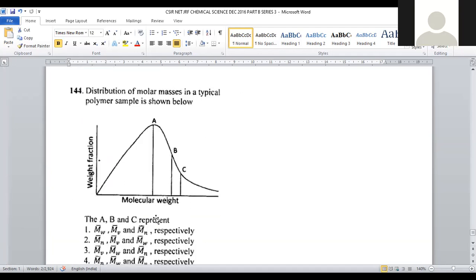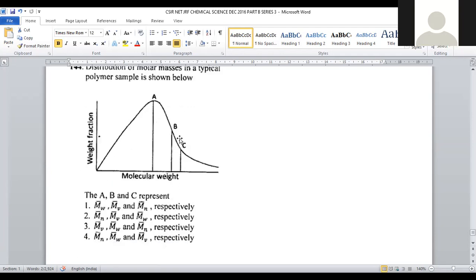Let us move on to question number 144. It is a question from polymer chemistry. The distribution of molar masses in a typical polymeric sample is shown below. This is the graphical form, plotted with molecular weight on the x coordinate and weight fraction on the y coordinate. We got one curvature.